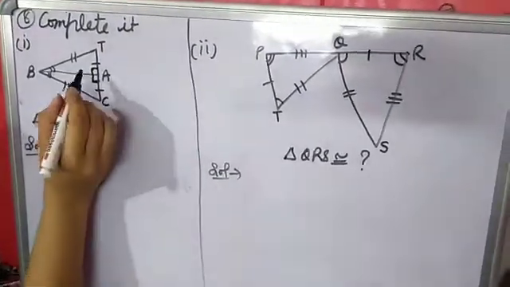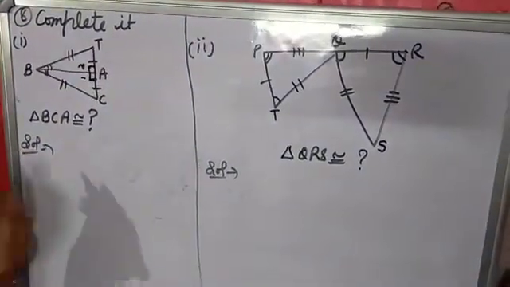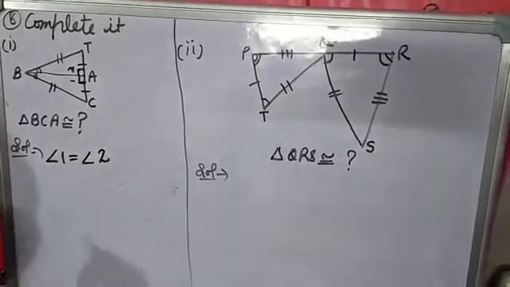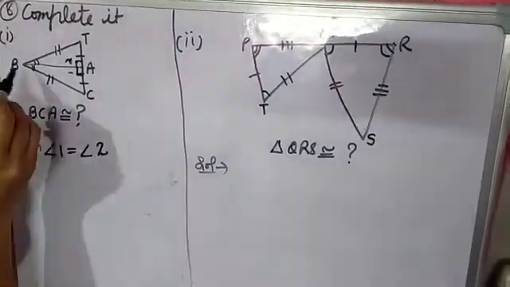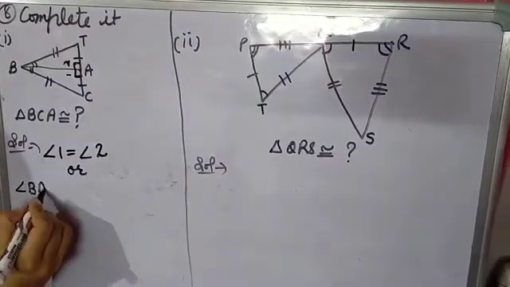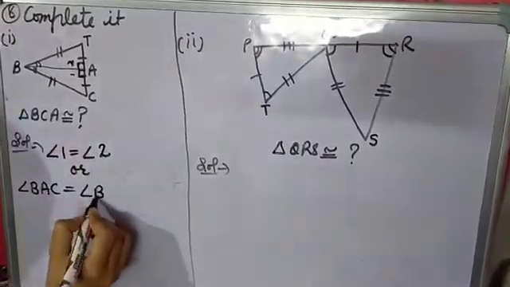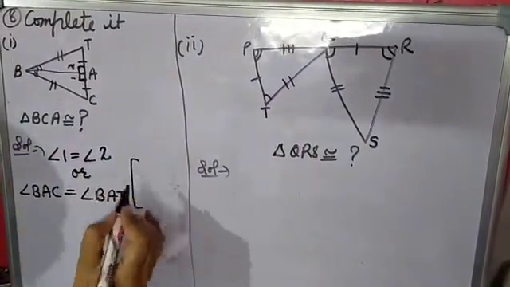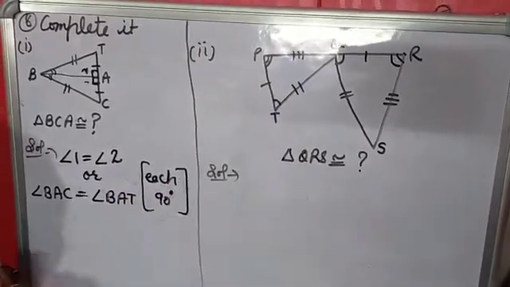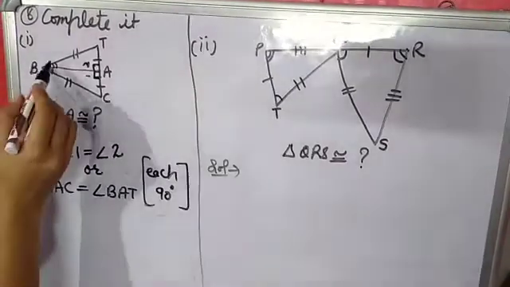So you can give names. This is angle 1. This is angle 2. You can give names like this also. You will write here angle 1 is equal to angle 2. Or you can write angle BAC is equal to angle BAT. And which reason will you write here? Each 90 degrees. Okay? Now second, you want the hypotenuse. So this is the hypotenuse.